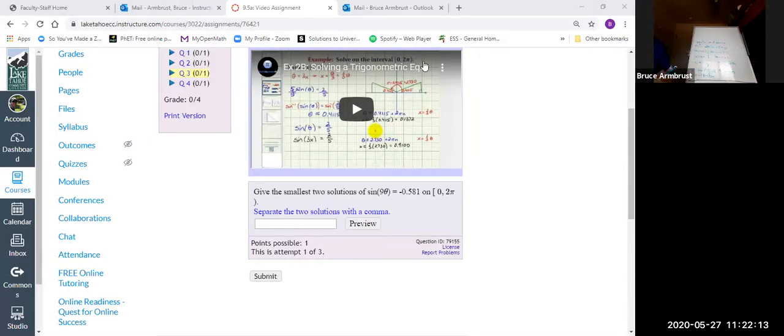Okay, so it says give the smallest two solutions of sine of 9 theta equals -0.581. And again, it's the smallest 2 on the interval of 0 to 2 pi. All right. So again, yours may look a little bit different, but this is the same kind of idea. All right. So let me go back to the board. So I'll stop my sharing here.